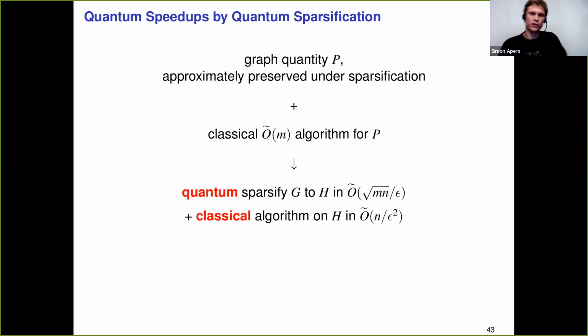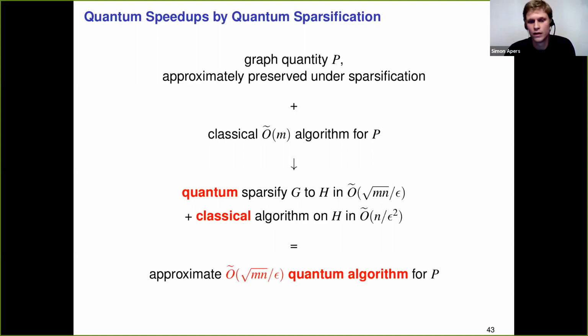Namely, we can use our quantum algorithm to sparsify the graph G to a sparsifier H in time square root mn over epsilon, where H is now a much sparser graph. Namely, H just has n over epsilon squared edges. And so we can just use the classical algorithm on H and solve the problem on the sparser graph, right? And since this one only has n over epsilon squared edges, the classical algorithm will only take time O tilde n over epsilon squared. So this gives us an approximate O tilde square root mn over epsilon quantum algorithm for estimating this graph quantity P.